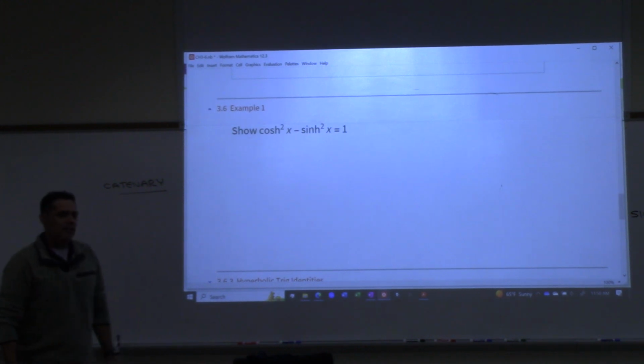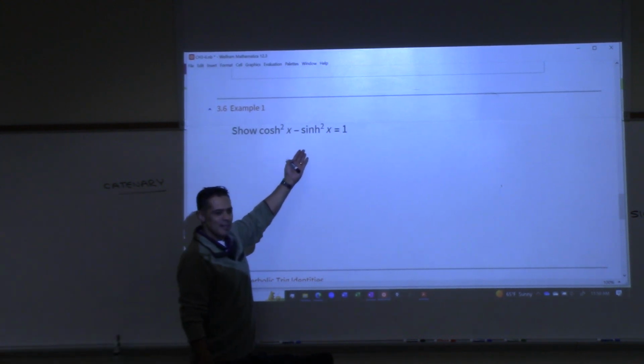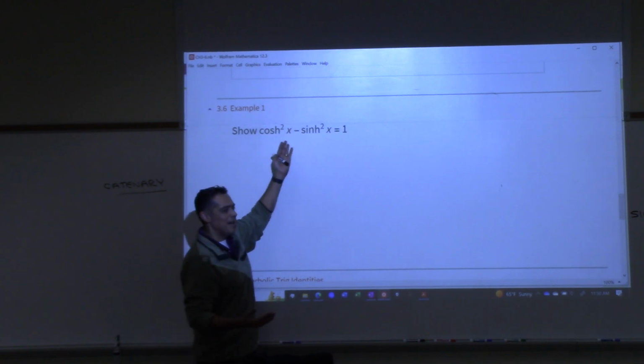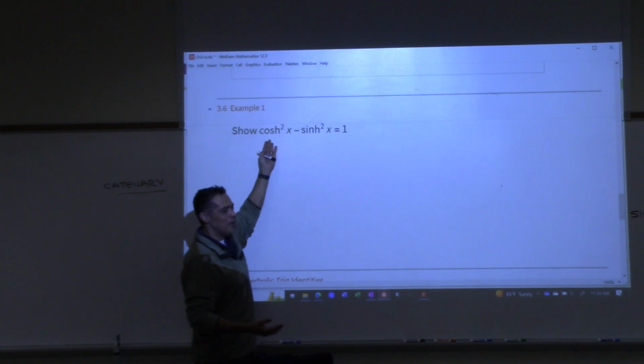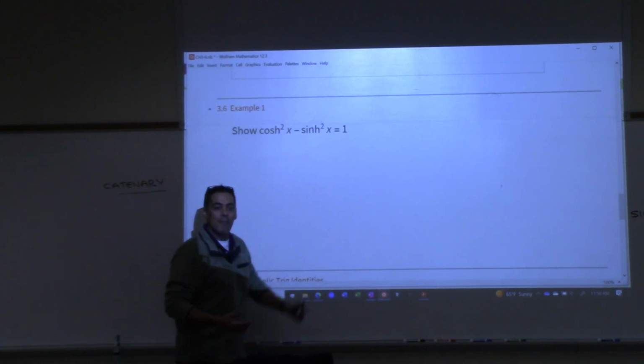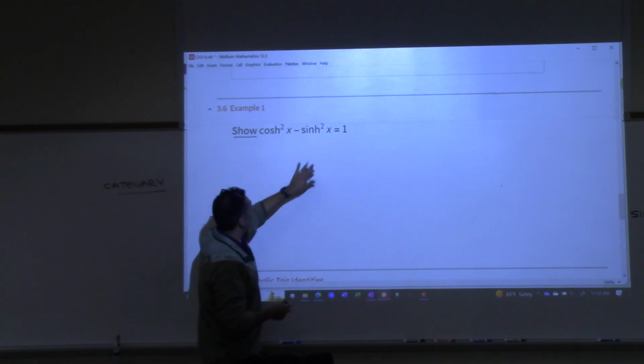Look at the identity for hyperbolics. It's almost the same, isn't it? And does it make sense? Remember the equation this came from, the hyperbola? It was x squared minus y squared, right? The x coordinate squared minus the y coordinate squared equals 1. So yeah, but we're going to prove it. We're going to show that this is true.